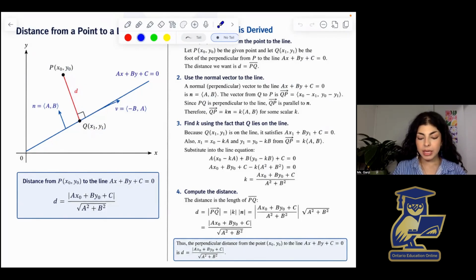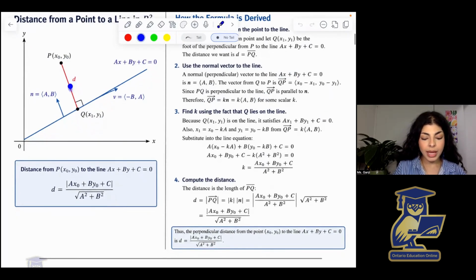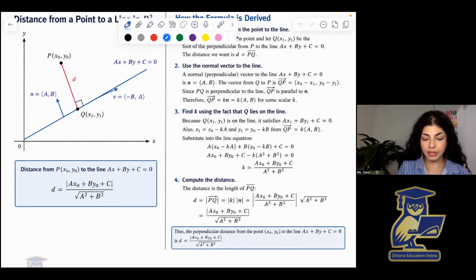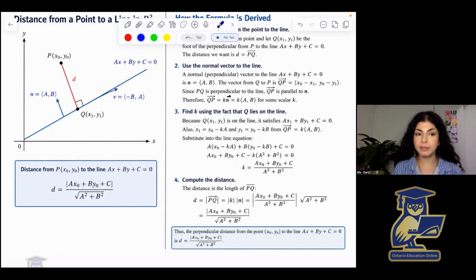And because PQ is perpendicular to the line, then we know that the vector QP is also parallel to the normal vector, which means that it is also a scalar multiple of this parallel vector. And so QP as a vector can be written as k times the normal vector. So k times (a, b) for some scalar k. Now, what we really want to do is find out what that k is, because we have a and b, but because we're trying to solve for QP, or the distance D, we need to determine that k.